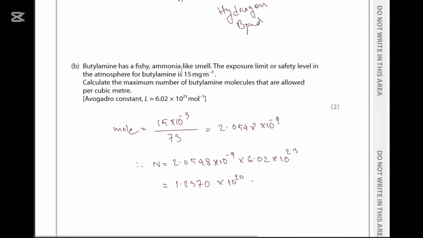Besides, butylamine has a fishy, ammonia-like smell. The exposure limit or safety level in the atmosphere for butylamine is 15 milligrams per cubic meter. I must calculate the maximum number of butylamine molecules that are allowed per cubic meter. So I have 15 milligrams per cubic meter, so I can find the moles, which is 15 times 10 to the minus 3 divided by the Mr of butylamine, which is 73. This is the amount of moles that is the limit. Therefore, I can find the number of molecules by multiplying the moles by Avogadro's constant, and I get this value.